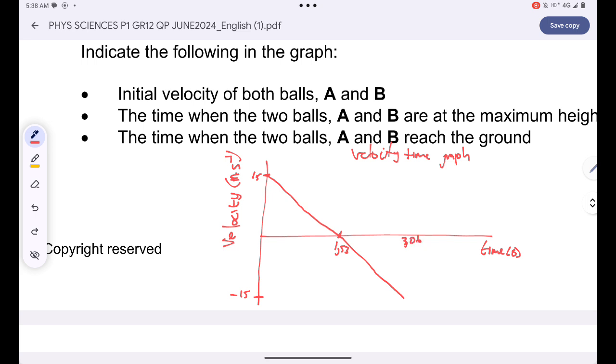Now, ball B was thrown 0.5 seconds later. So the graph will simply be like this for ball B. That will be just 0.5 seconds later at a speed of 10.1. That's how, guys, we're supposed to draw this thing over there.